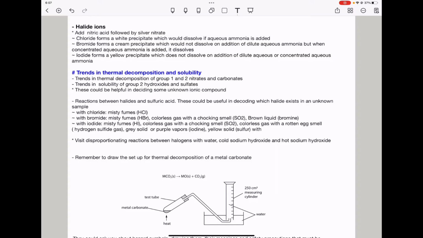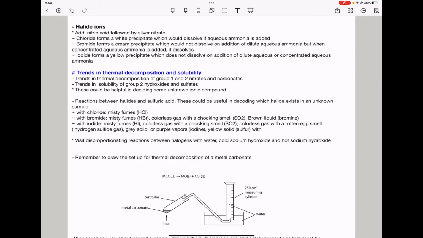If it's iodide, a yellow precipitate will be formed which does not dissolve if dilute aqueous ammonia or concentrated ammonia are added. For Unit 3, trends in thermal decomposition as well as trends in solubility can be used to decode an unknown cation as well as anion. To decode an unknown ionic compound, please remember the trends in thermal decomposition of group 1 and group 2 nitrates as well as carbonates. Remember the trends in solubility of group 2 hydroxides as well as sulfates.